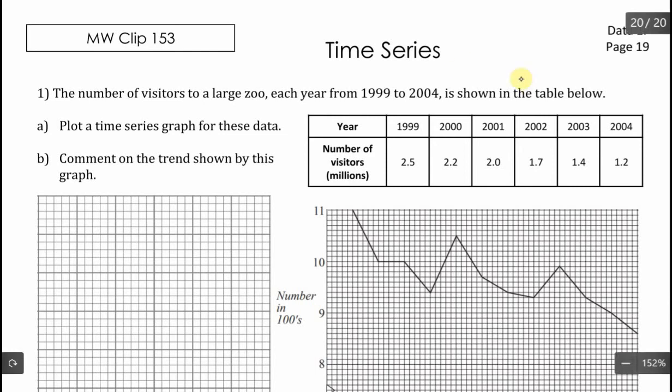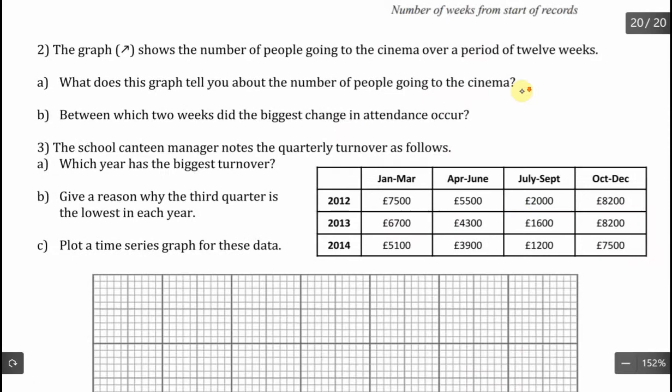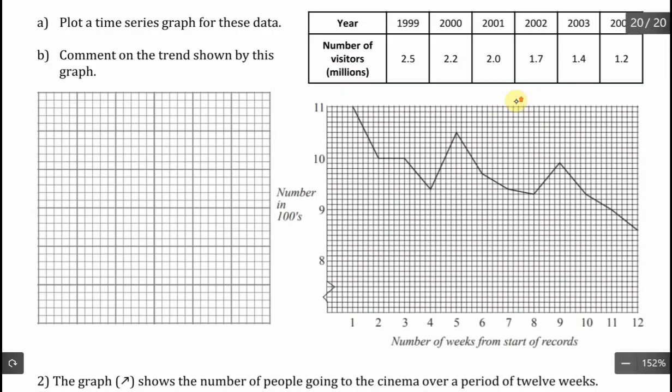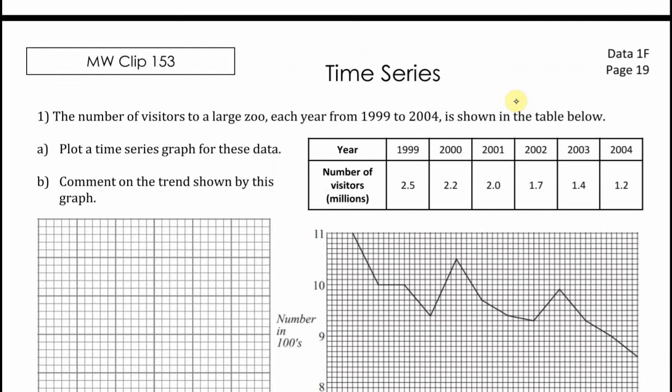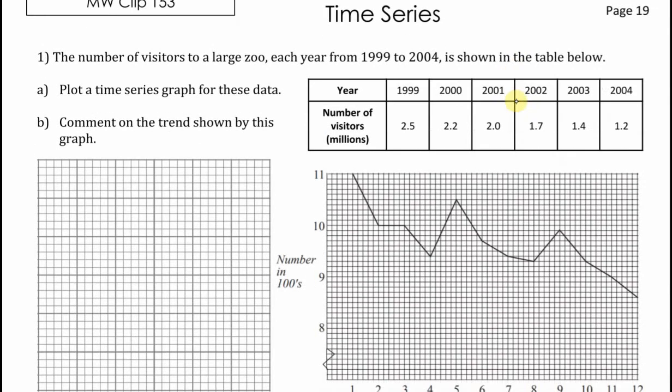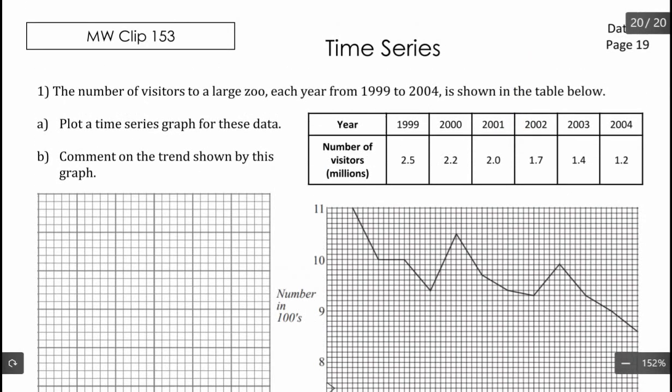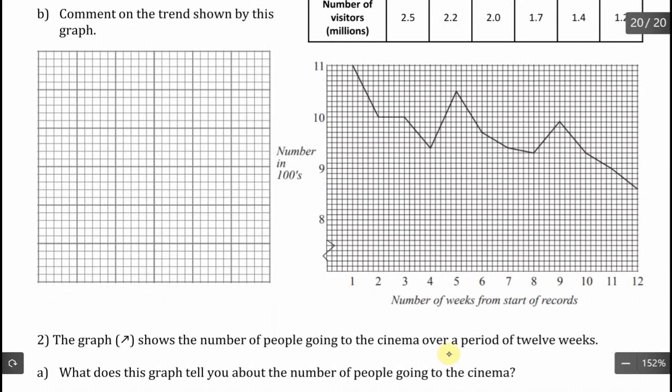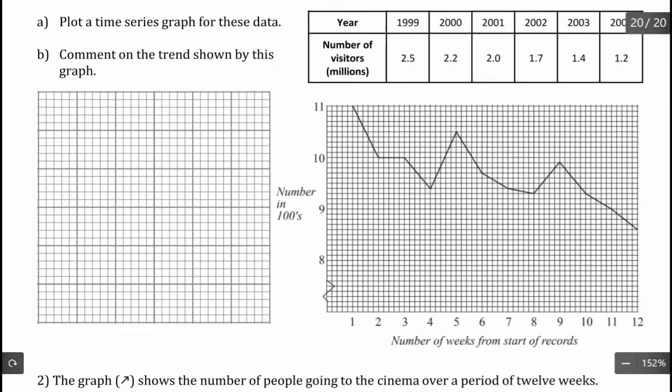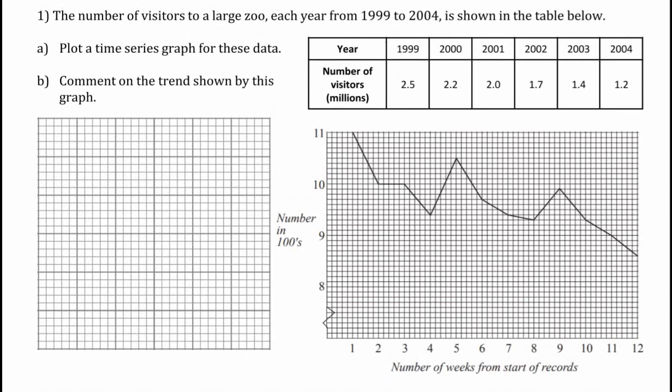Hi guys, okay, this is the last page of the Data 1F pack, and it's about time series graphs. Now, time series graphs are just line graphs where you have time along the horizontal axis, so that could be time in weeks, months, years, seconds, whatever, it doesn't really matter. And you can see that these numbers, if we look at this one, just represent how many people there are at that point of time.